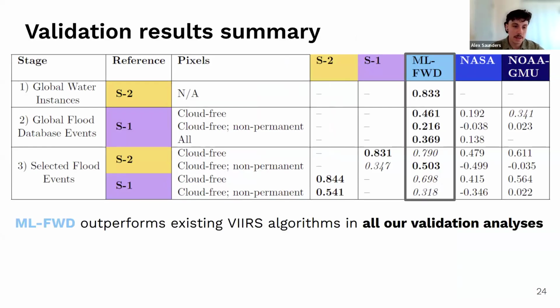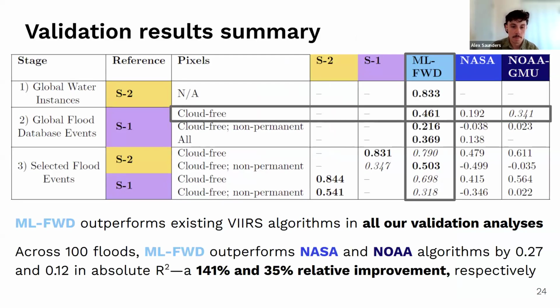So our algorithm, ML fractional water detection, outperforms existing VIIRS flood algorithms for all of those three validation analyses that we conducted. And if we look at that second stage where we looked at 100 flood events, we have pretty significant improvements on the existing VIIRS flood algorithms that are used operationally.